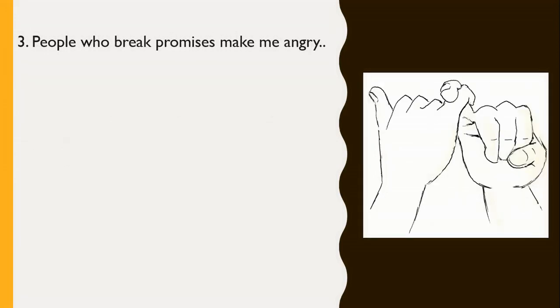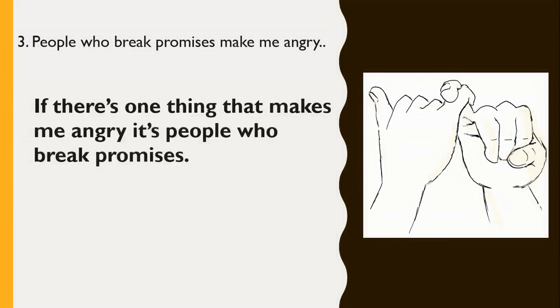Likewise, number three: People who break promises make me angry. Again, you have the word "me", so copy the same thing. In front of "me", you have the word "make", so just add S there and say: if there is one thing that makes me angry, it's people who break promises. No one likes people who break promises, you know?